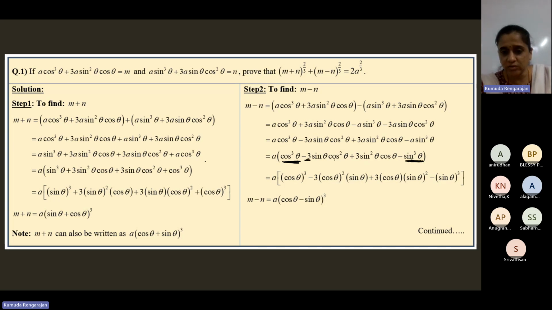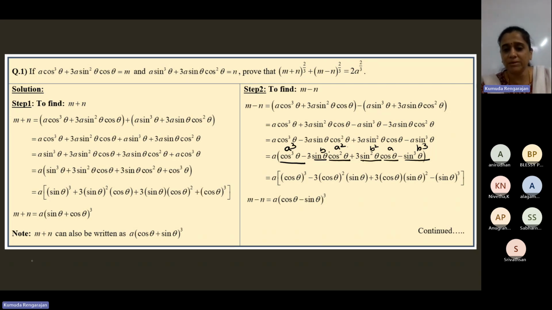See here, 3 a square b. Sorry, I'll just write it here. See, this is a cubed, children. This is b cubed. This is 3 a square b, and this is 3 a b square. So a is cos theta and b is sin theta. I'll write it again. So this is a cubed, this is b cubed. So what is a? It's cos theta. Where is cos? See, this is a, so this is a square. And sine theta is b, so this is b square. So you can see 3a square b, 3ab square.